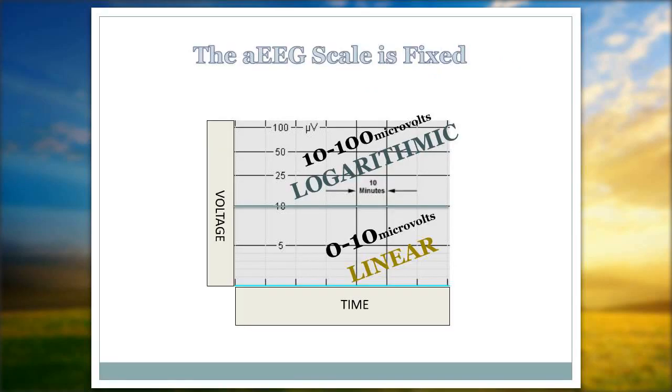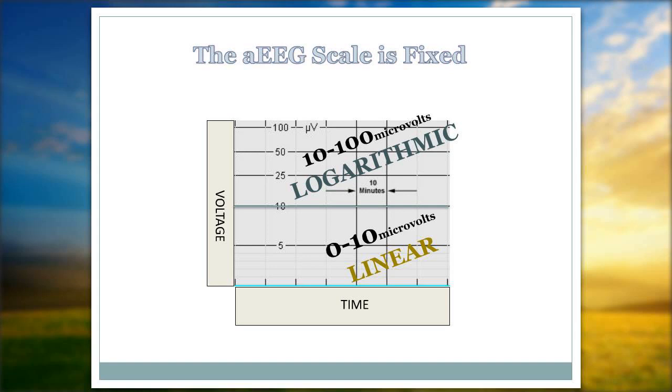So the aEEG scale is fixed. It's always the same. It doesn't matter what monitor you're looking at, and it's also known as a semi-logarithmic scale. So from 0 to 10, the aEEG paper is linear. So the plotting is linear. From 10, or I guess really 11, to 100, it's logarithmic.